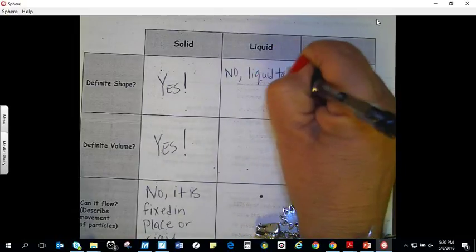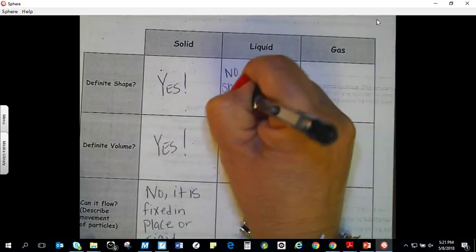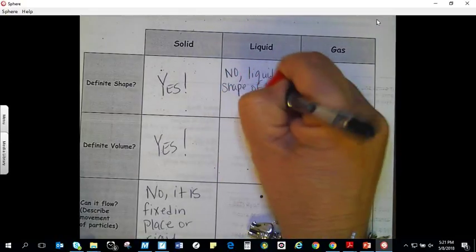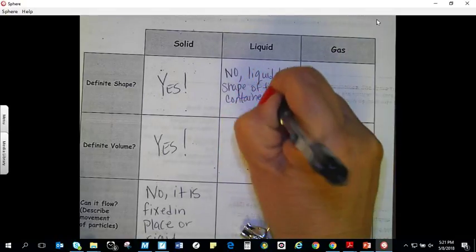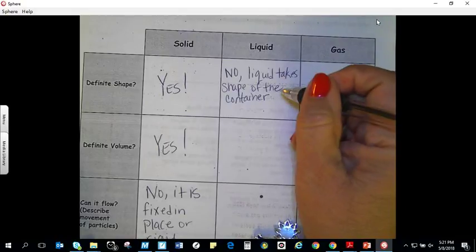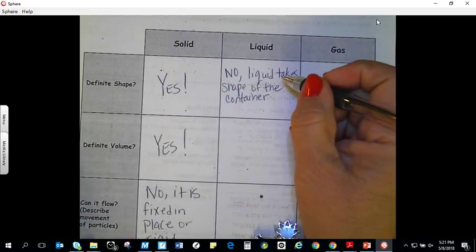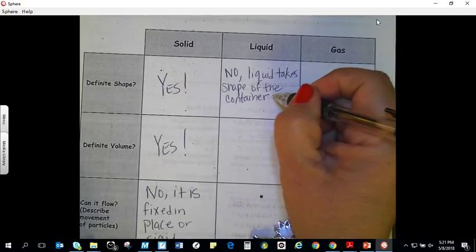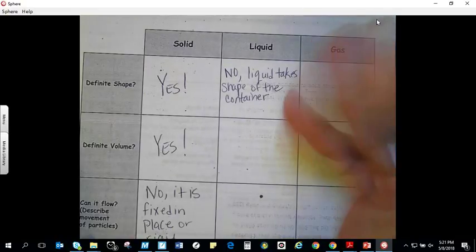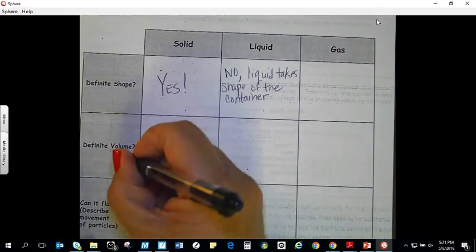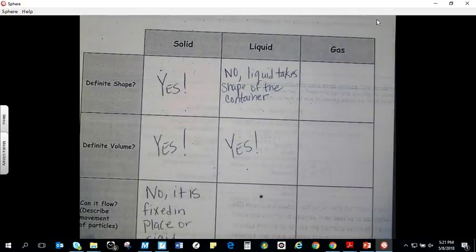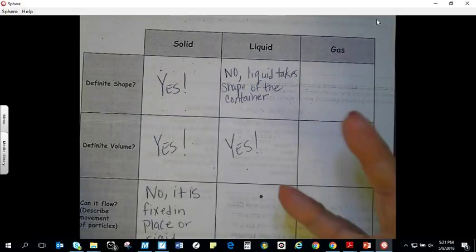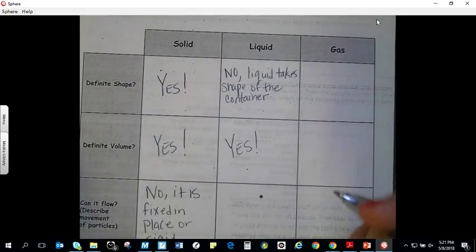Liquid takes the shape of the container, and also it starts to fill the bottom of the container as it increases. Does it have definite volume? Yes, it does. Because once it's filled, if you put in 60 milliliters, then the volume is 60 milliliters.